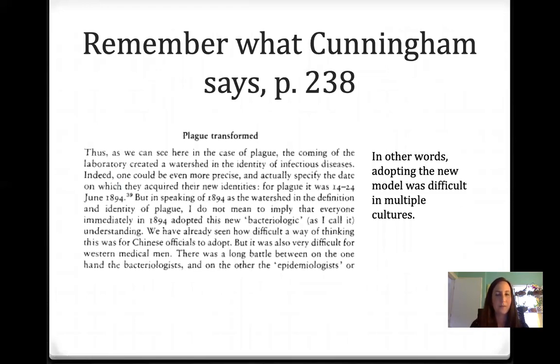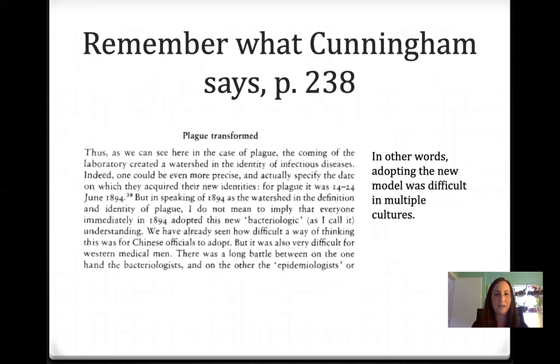Plague transformed. Thus, as we can see here in the case of plague, the coming of the laboratory created a watershed in the identity of infectious diseases. Indeed, one can be even more precise and actually specify the date on which they acquired new identities. For plague, it was the 14th to 24th of June, 1894.